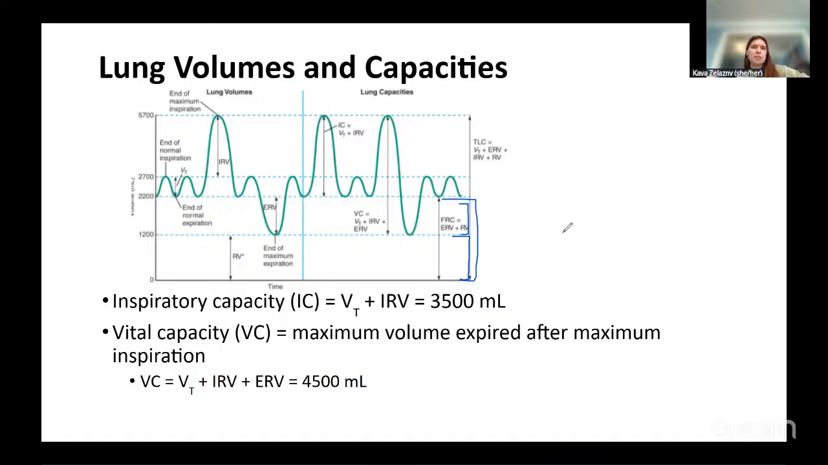Okay, so we'll stop there for today. This is a great point because next time we can go into which of these do we look at and why as we're trying to diagnose different types of lung disease.